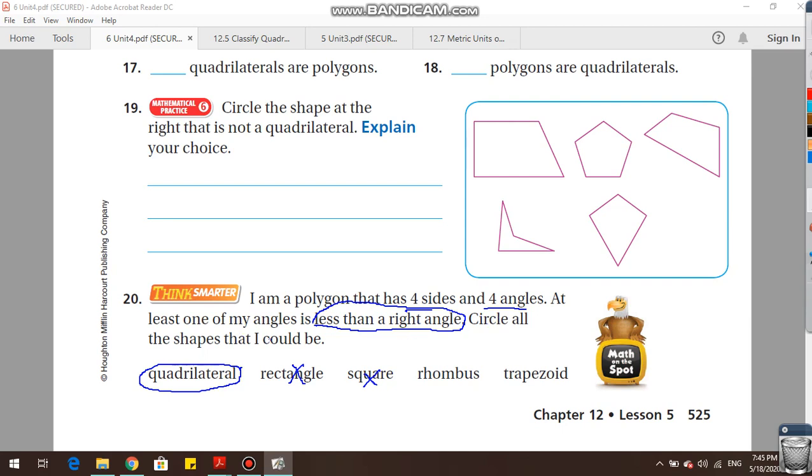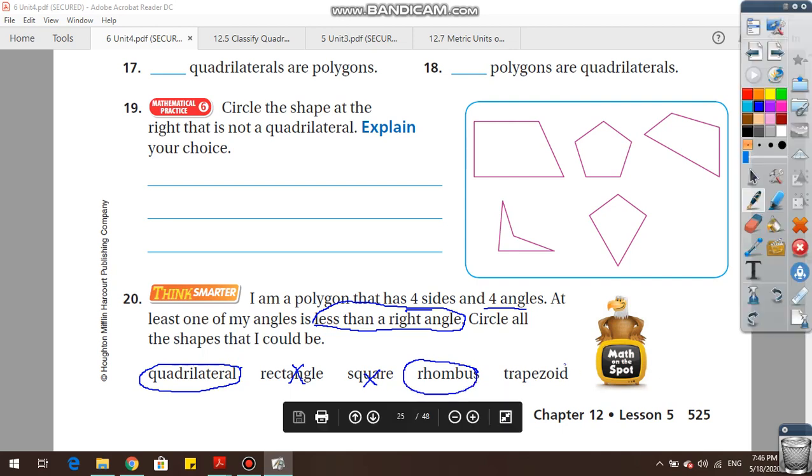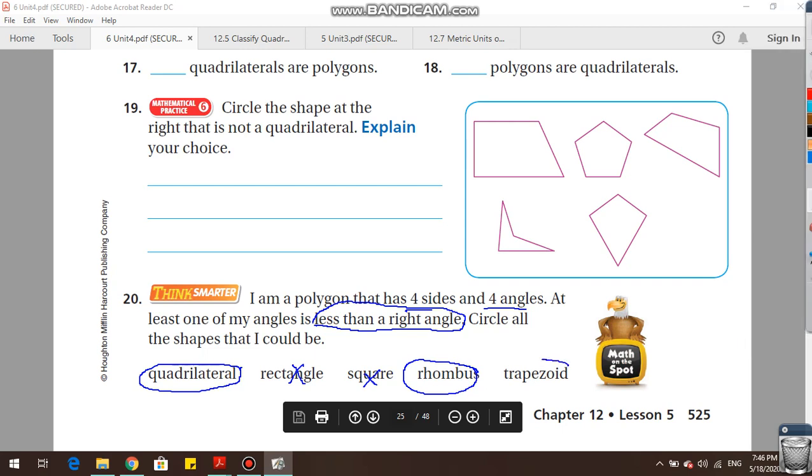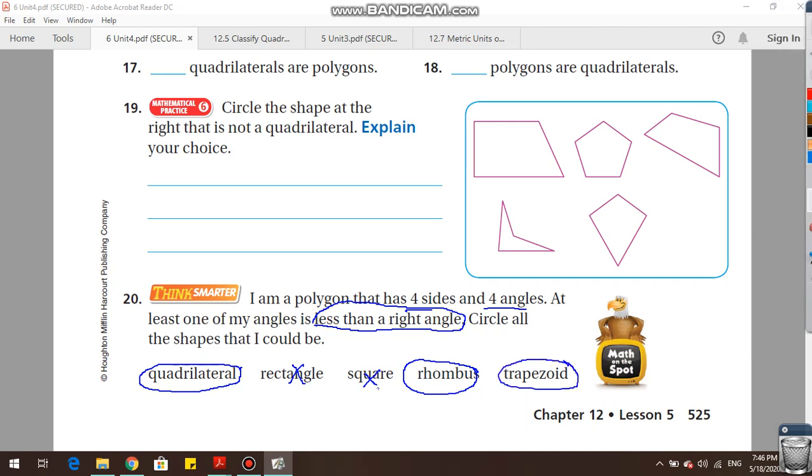Now circle all the shapes that I could be. Of course it can be a quadrilateral. Now, can it be a rhombus? Yes. Can it be a trapezoid? Yes, it can be a trapezoid. So quadrilateral, rhombus, and trapezoid.